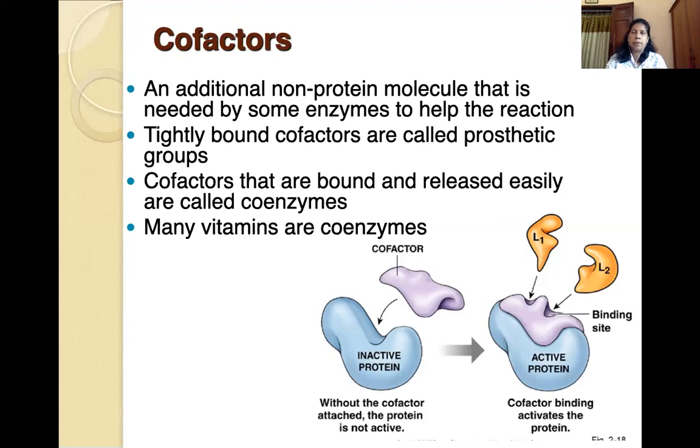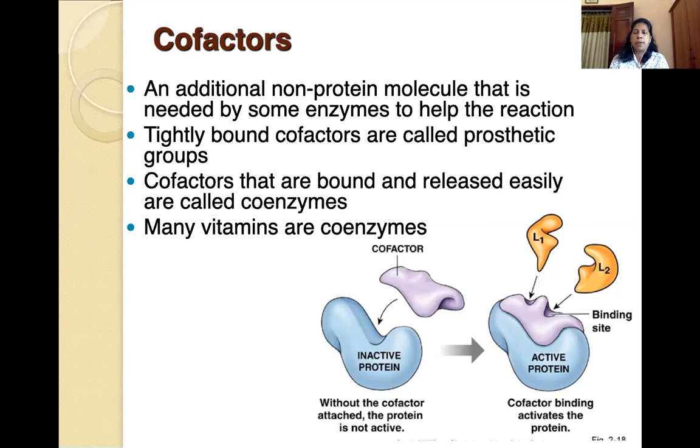In some situations, if the protein, the enzyme actually, is inactive, cofactors support it to make it active. Cofactors that are bound and released easily are called coenzymes. Many vitamins are coenzymes. Those vitamins support the enzymes and attach to them, and later it produces an active site, and thereby the reaction can go on.